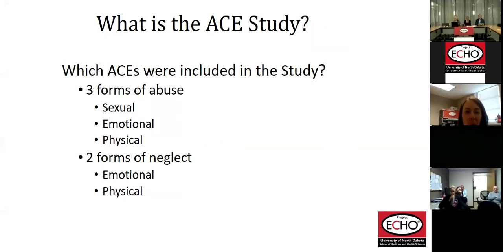Okay, so what is the ACE study? What did it look at? This is one thing that I think is highlighted throughout. There were 10 ACEs. Five revolved more around abuse and neglect. The 3 forms of abuse were sexual abuse, emotional abuse, and physical abuse. The 2 forms of neglect they looked at were emotional and physical.